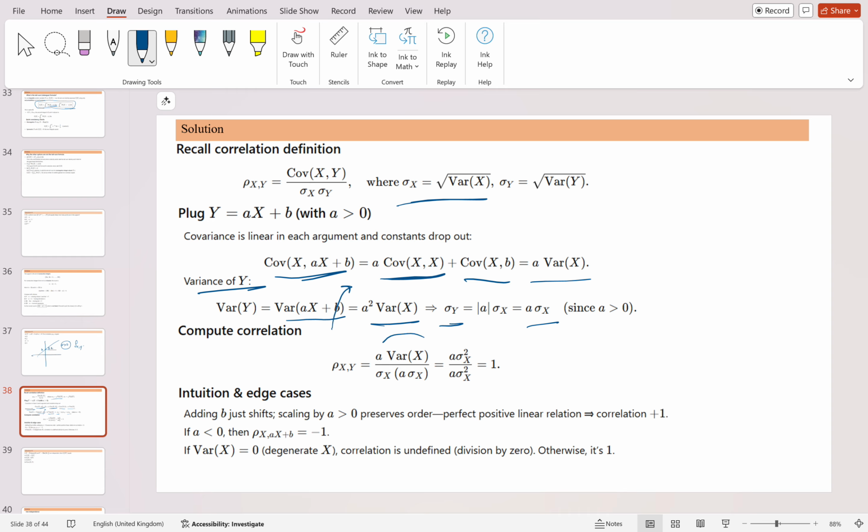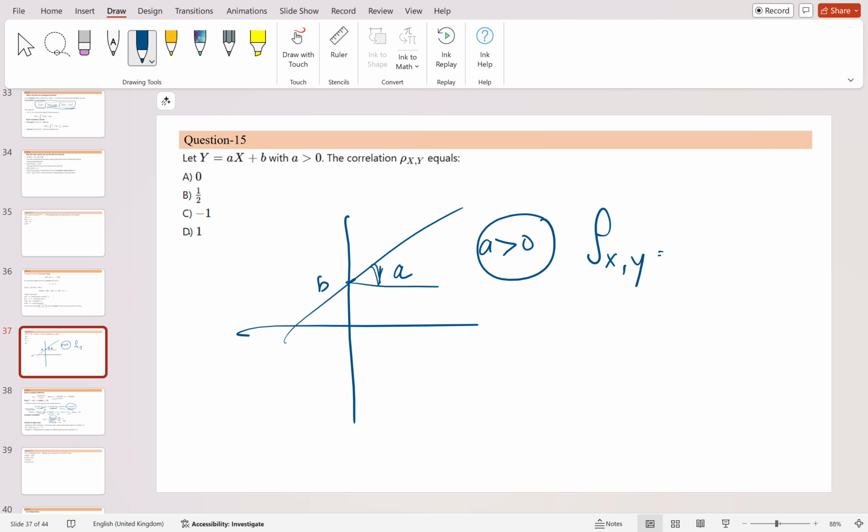Put the values here: the covariance is a times the variance of x, and sigma y is mod a times sigma x. So sigma x multiplied by a times sigma x. So a sigma x squared divided by a sigma x squared will be equal to 1. Okay. So option D is actually correct.